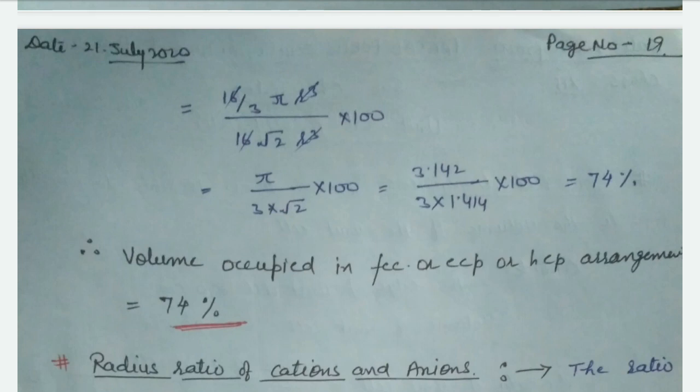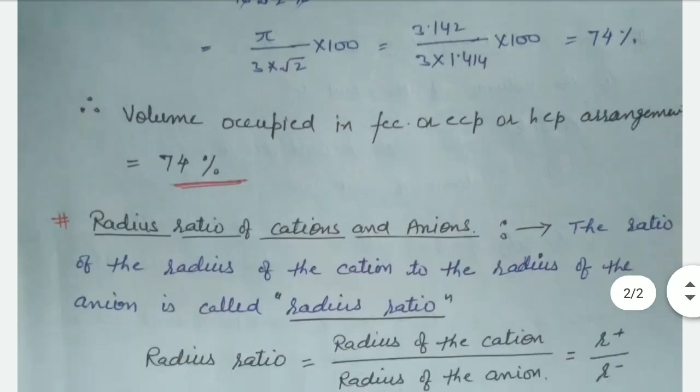After the discussion of close packing, we are going to our next topic, radius ratio of cation and anion. This radius ratio also decides the stability of the ionic compound or ionic solid. What is radius ratio? The ratio of the radius of the cation to the radius of the anion is called radius ratio.